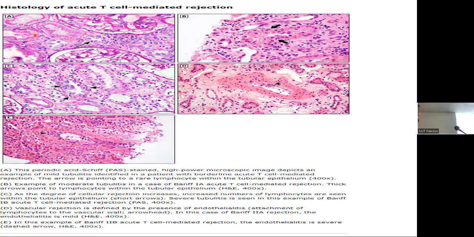And in case of D, this is the case of vasculitis. This is the artery, and there is endothelialitis and vasculitis, where there is infiltration of lymphocytes within the vascular walls. And in case of F, this is the case of severe arteritis, where the endothelium and the arterial wall is obliterated, and there is a large number of lymphocytes.